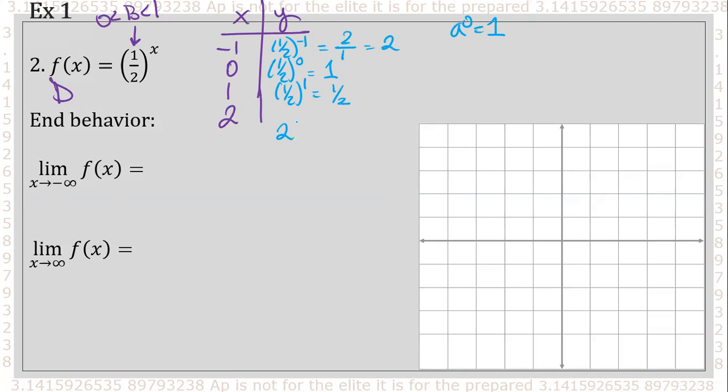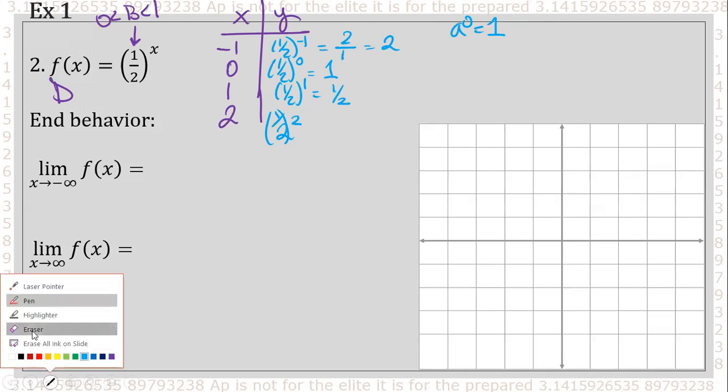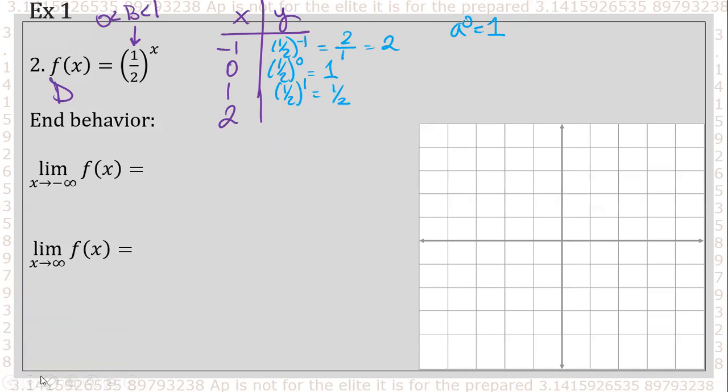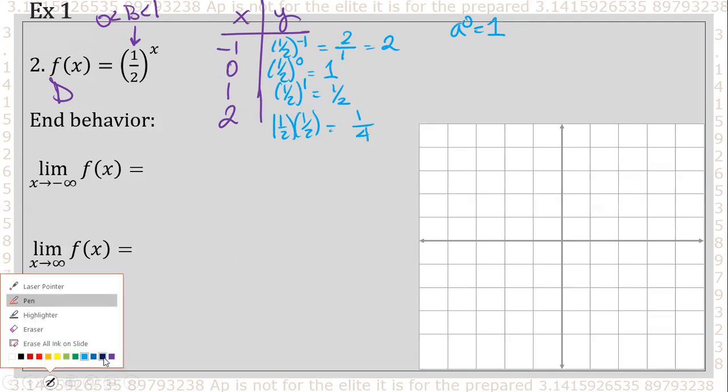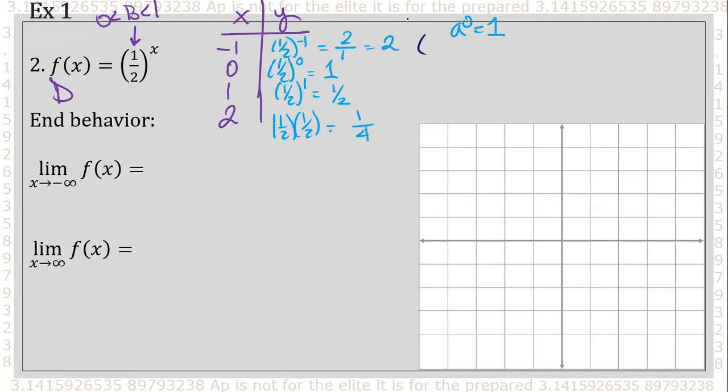Last but not least, I have 1/2 raised to the 2. That's the same thing as saying 1/2 times 1/2, which is the same thing as saying 1/4. Okay, so I have all of these values. So all these points: (-1, 2), (0, 1), (1, 1/2), and last but not least, (2, 1/4).